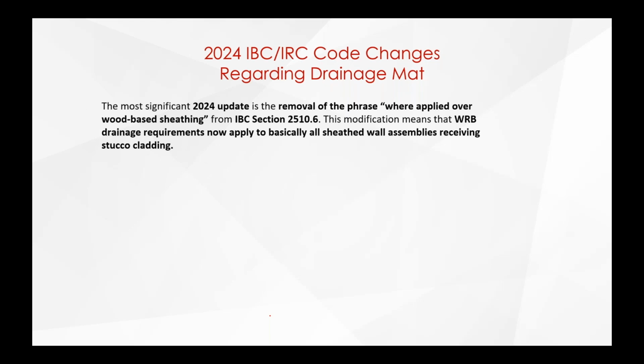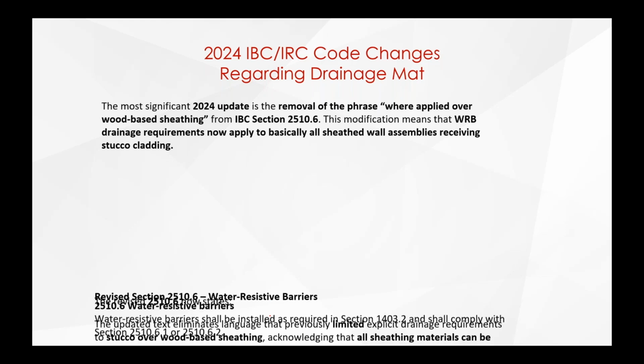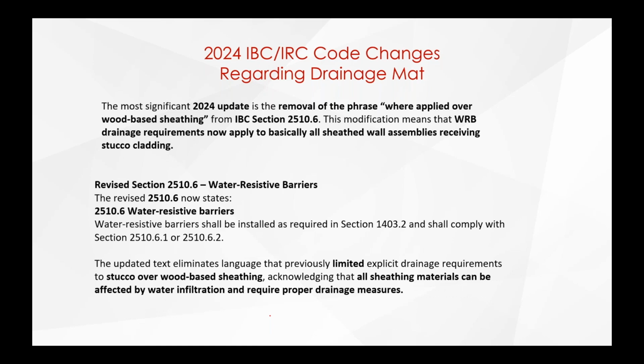Other code changes. So 2024 International Building Code and the Residential Code, the change we're talking about here is regarding drainage mat. Now in 24, there was a significant update, and what they did is they took away the phrase "where applied over wood-based sheathing." Okay, so now it's basically saying all types of sheathing that receive stucco cladding are going to have to comply with this new drainage mat requirement.